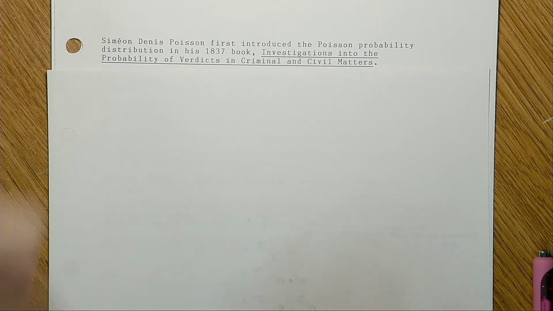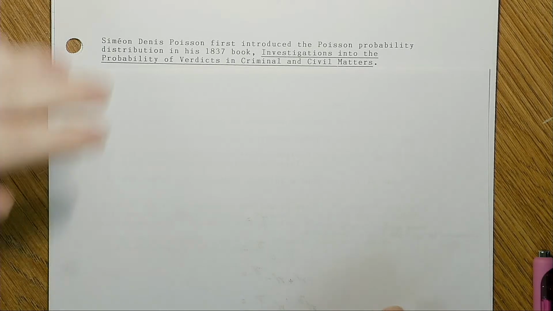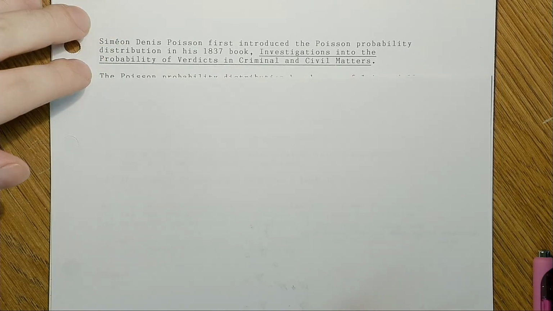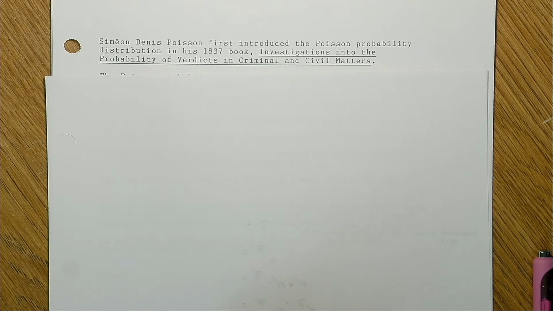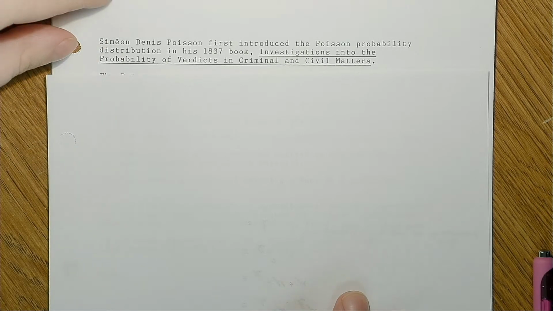So Poisson first introduced this probability distribution in 1837, and he was using it to investigate criminal matters at the time. He wanted to know about verdicts, lawsuits, and so forth, and so he was using this distribution that he came up with to analyze some of the data that he had.